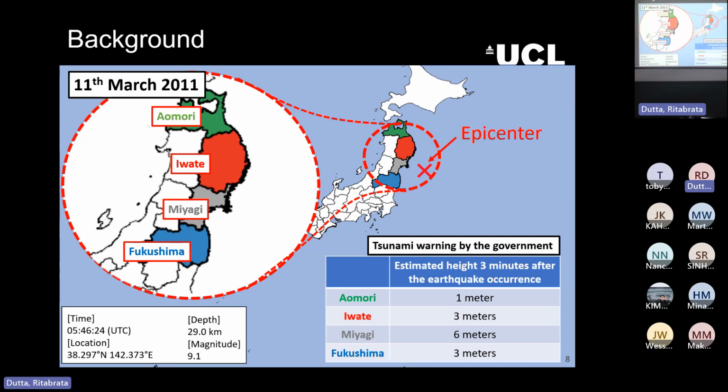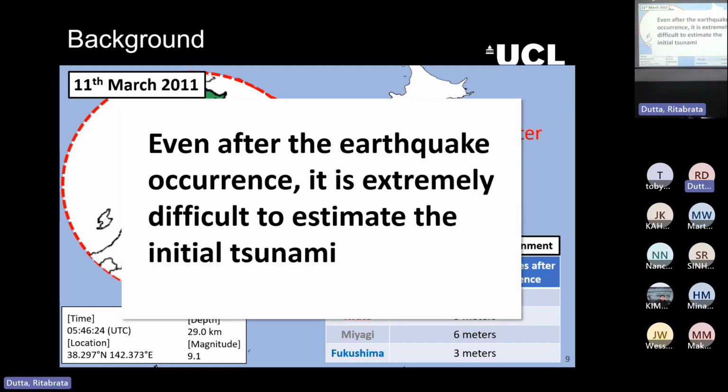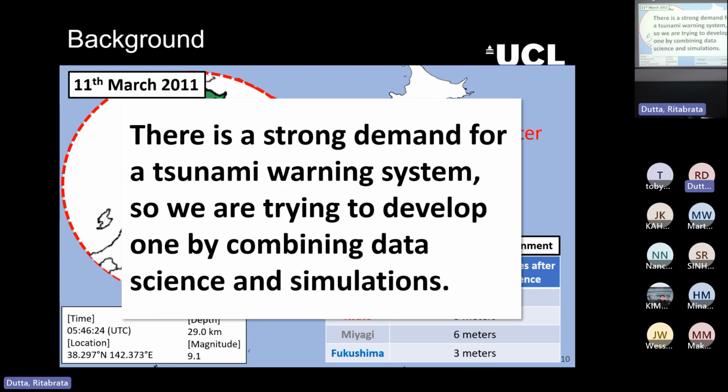The Japanese government had cutting-edge technology for tsunami simulation at that time. However, it was extremely difficult to estimate the tsunami height even after the earthquake occurrence. The problem was they used wrong input data for their simulation. So like this, estimating input parameter values for tsunami simulation is difficult and demanding. So we would like to solve this problem using data science methods.